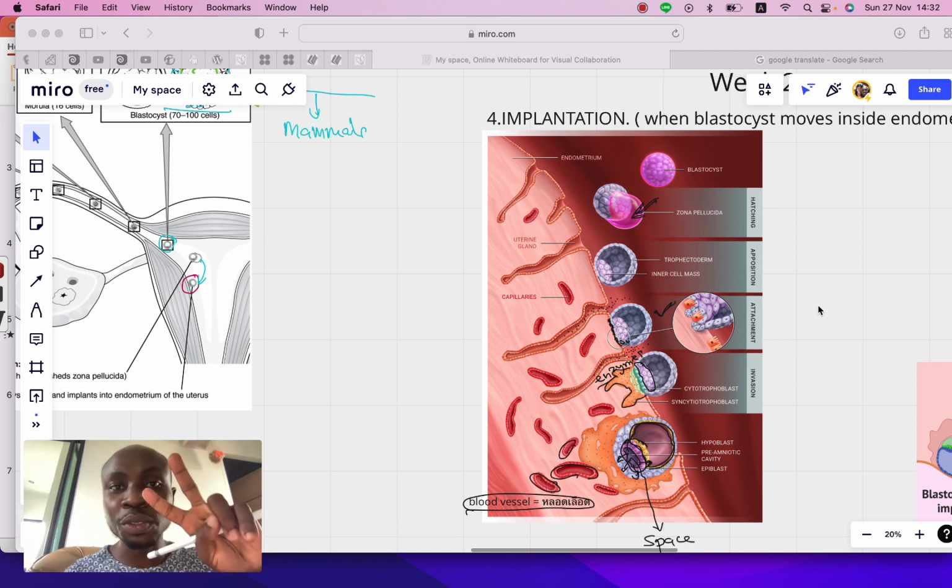So they have formed 2 layers. We call the yellow layer the hypoblast and the purple layer the epiblast. And the space which was created here is now called the amniotic cavity or amniotic space.